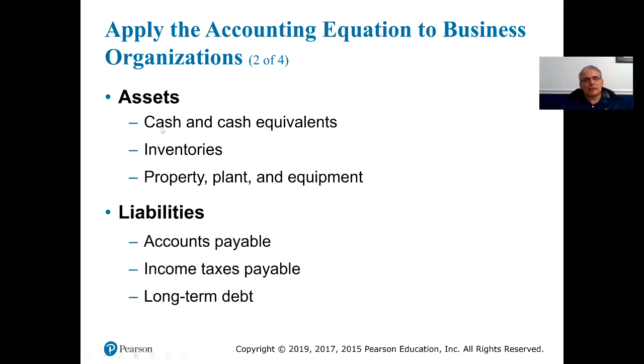Examples of assets include cash and cash equivalents, inventories, property, plant, and equipment, vehicles, accounts receivable. Those are all assets. Liabilities, well, you owe accounts payable. That's typically when you buy some of the product that you're selling, you buy it on account. That would create an accounts payable. Income tax payable if you owe the federal or state government money for income. And long-term debt, if you borrowed money that you're paying over a long period of time, then that would be the debt.